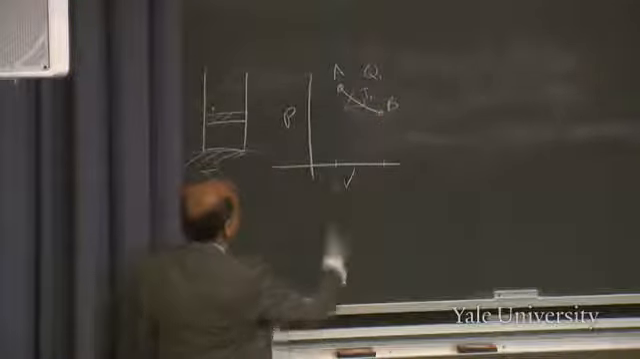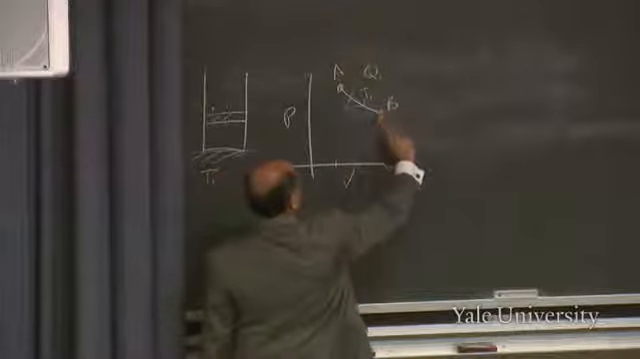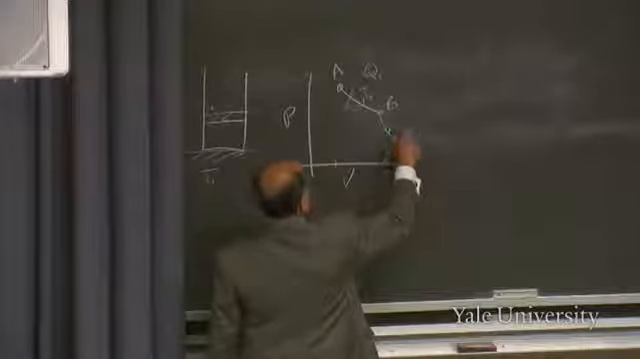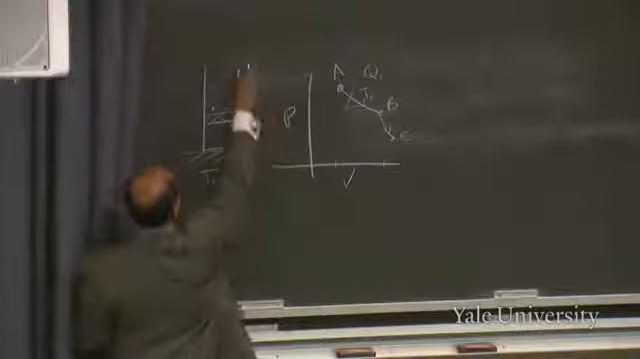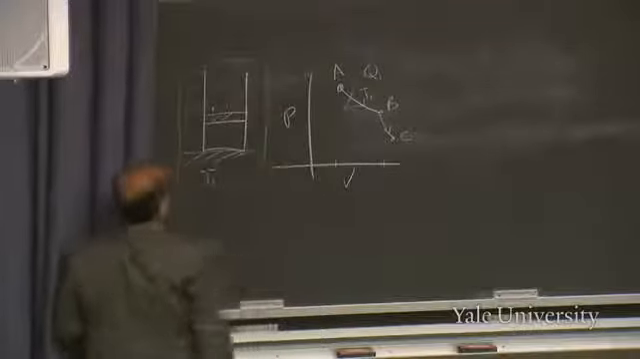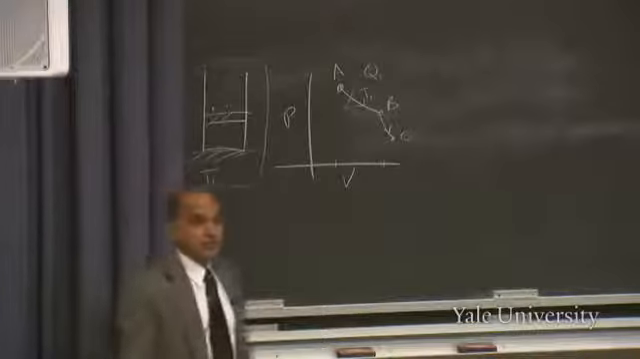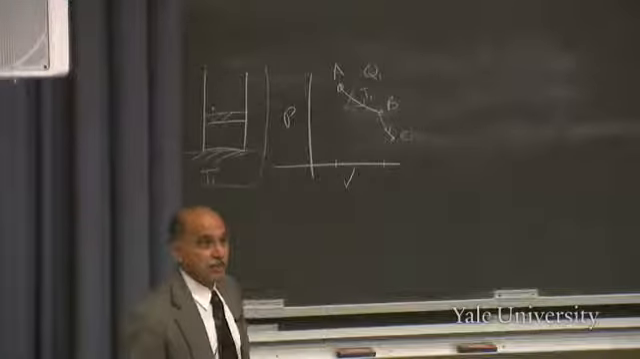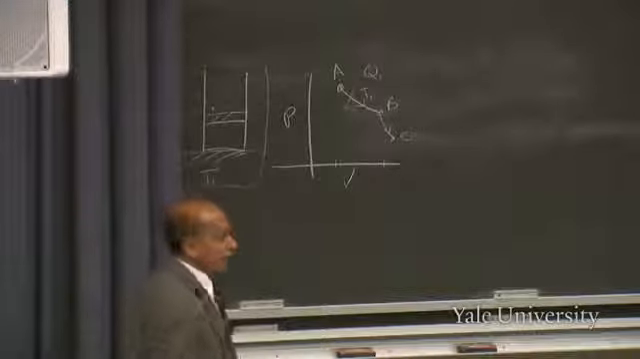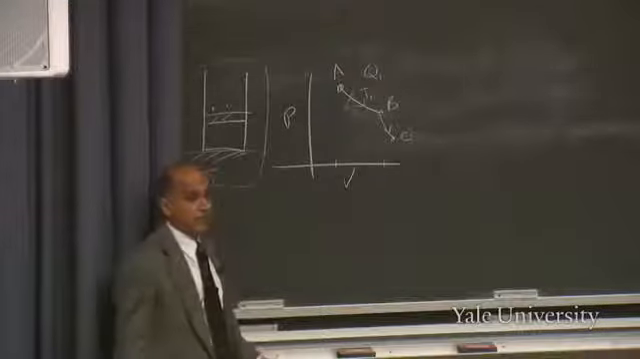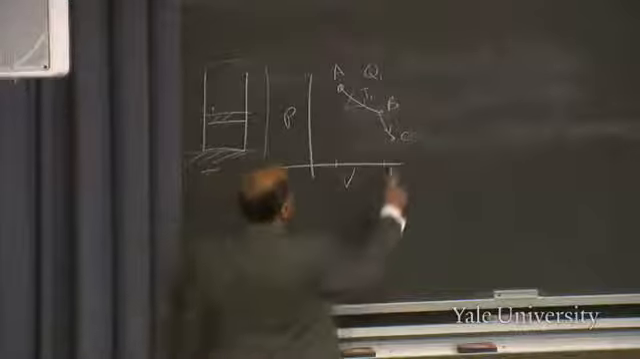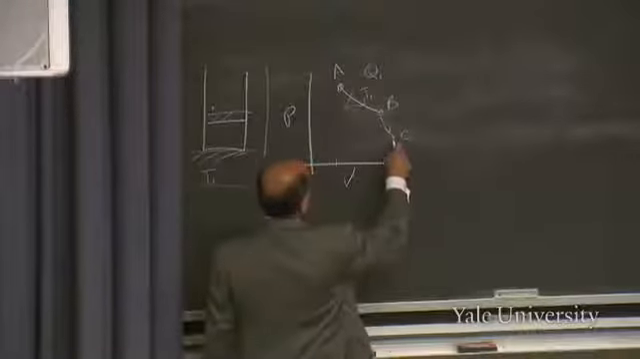Next thing you do, you let the gas expand some more, but now you let it expand adiabatically. Adiabatic means you put the whole thing in a heat insulating material, so no heat can go in or out. Now you can see if it expands, it's going to have to pay for it with its own internal energy, so the temperature will drop. So you wait till it drops to a lower temperature, T2.